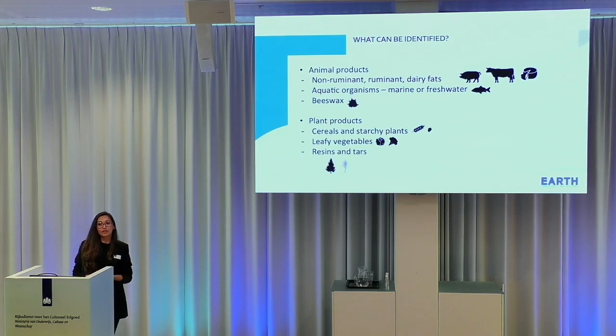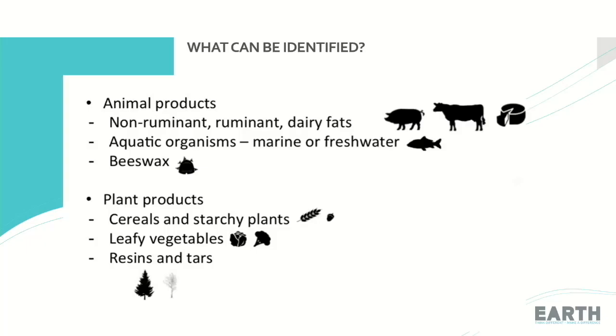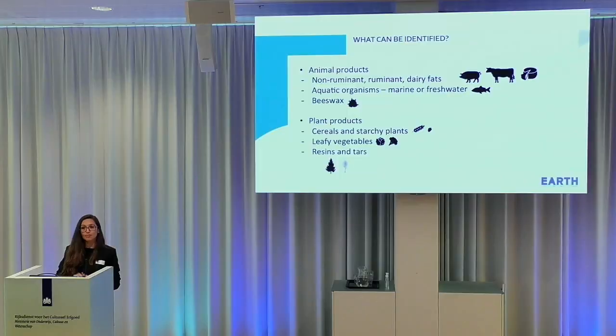So what can be identified through lipid residue analysis? We can answer a lot of questions about what we are actually finding in these pots. We can analyze several animal products in the pots that are non-ruminant, which are pig and wild boar, ruminant, deer, cattle, sheep, goat, and dairy fats. Dairy fats could also be butter, cheese, and milk. It's very difficult to separate.